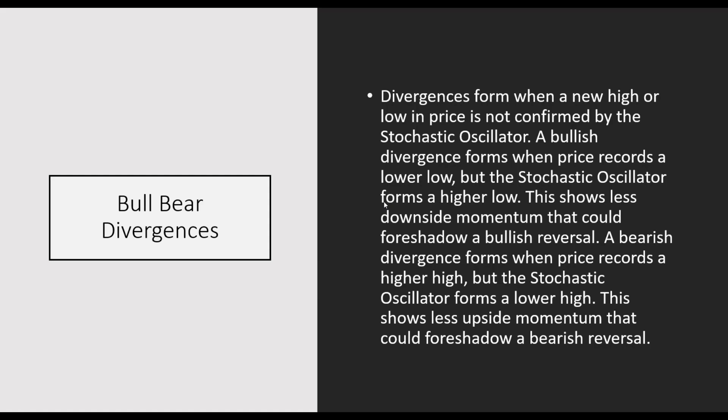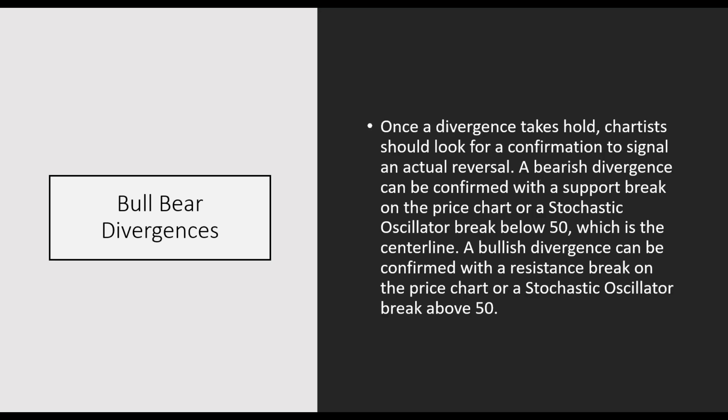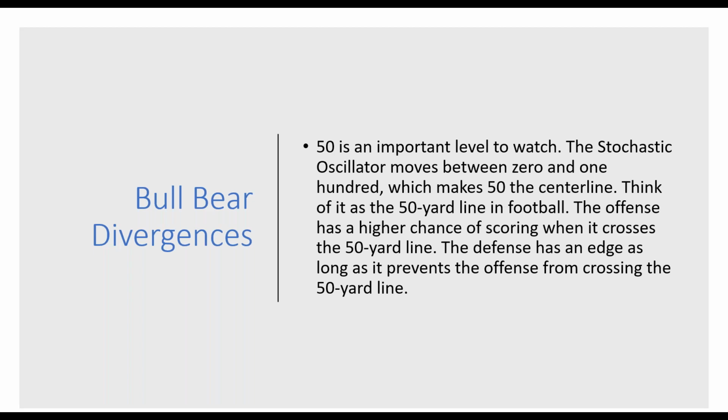Now we also get divergence. Divergence forms when a new high or low is in place and is not confirmed by the oscillator. A bullish divergence forms when the price records a lower low, but the oscillator forms a higher low. This shows less downside momentum that could foreshadow a bullish reversal. Once the divergence takes hold, chartists should look for a confirmation to signal the actual reversal.